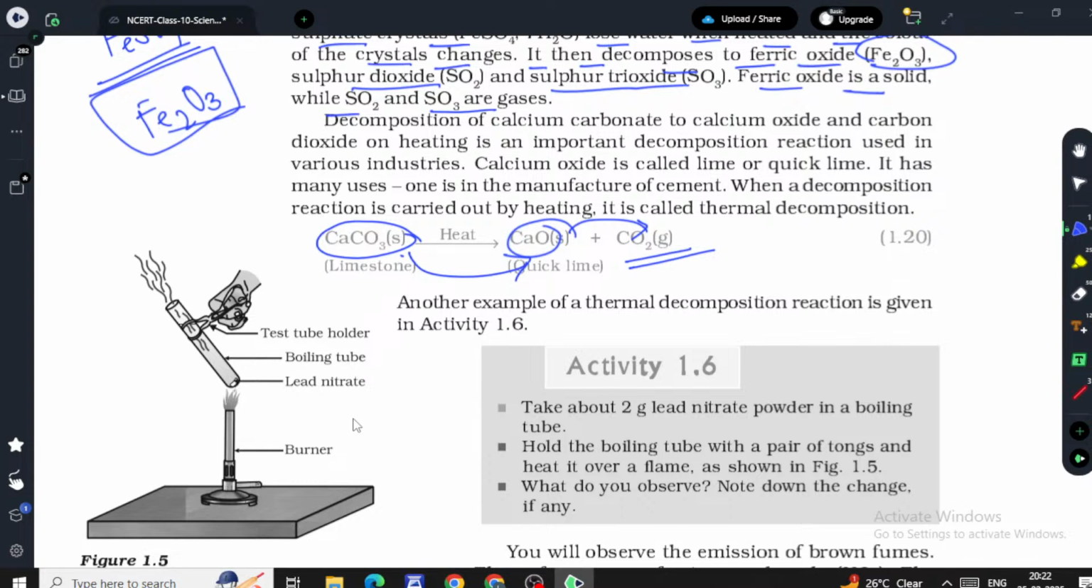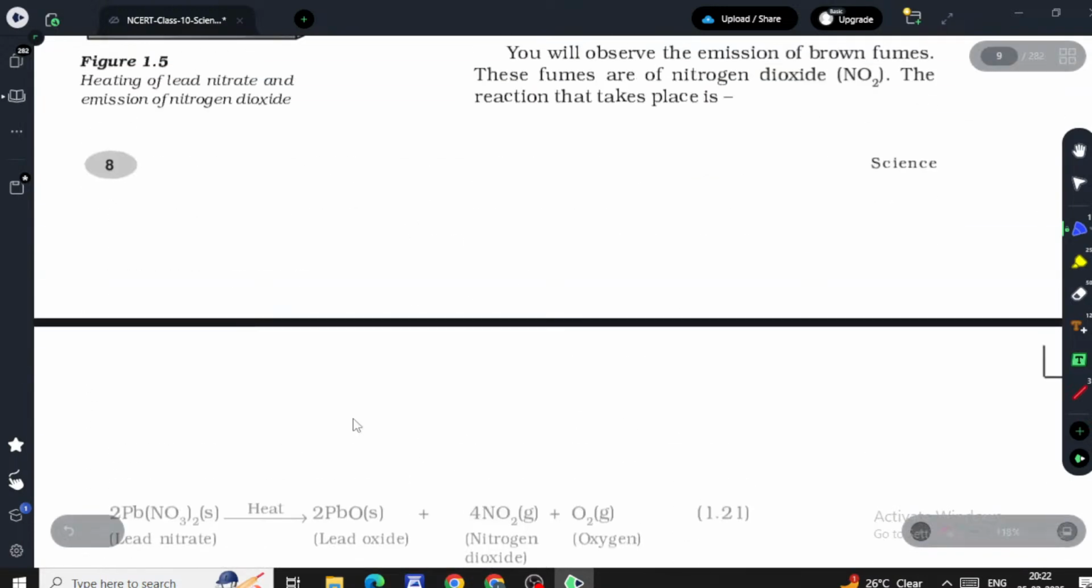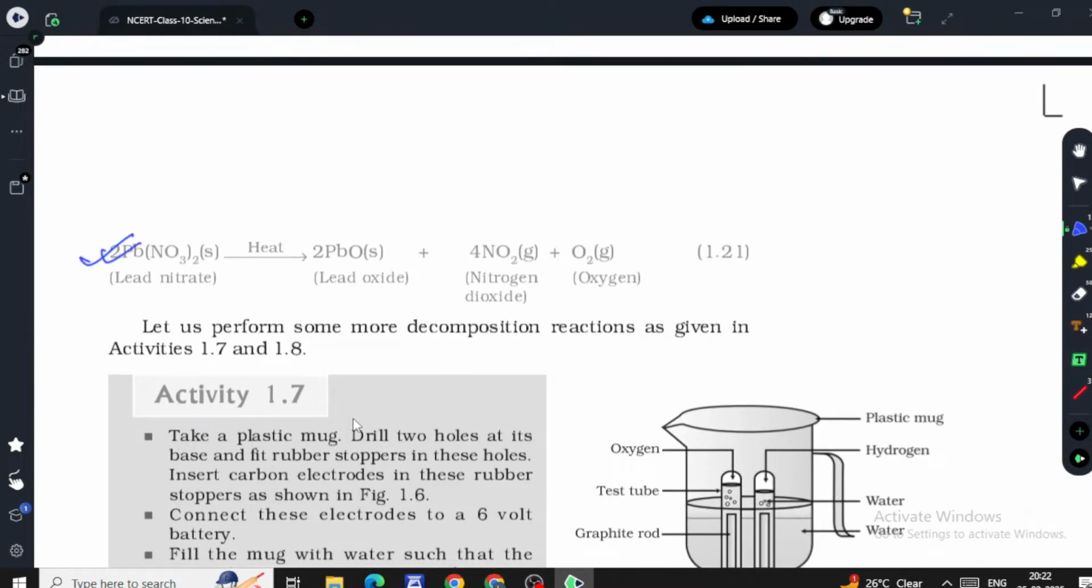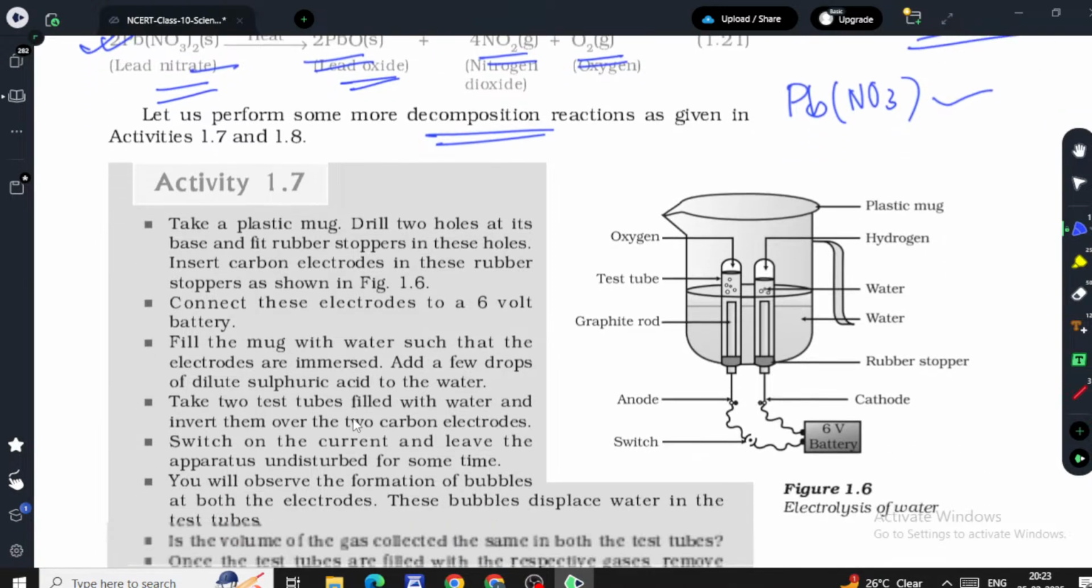Now I will finish the class after a few minutes, after activity 1.6, completing the decomposition reaction. Another example of decomposition reaction is lead nitrate, Pb(NO3)2, which gives 2 PbO plus 4 NO2 plus oxygen. This is lead oxide, and this is lead nitrate. It converts into three other products. This is also a decomposition reaction, as given.